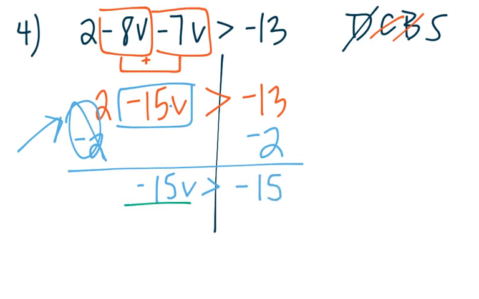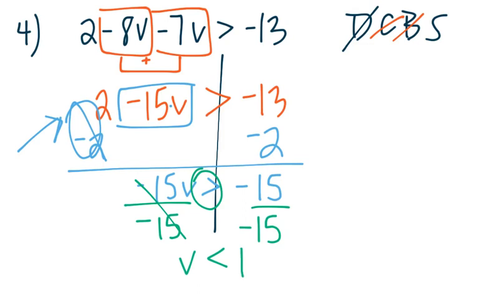From here, we divide both sides by negative 15, and we're dividing by a negative, so we have to flip the sign. It goes from a greater than to a less than, so we have v is less than 1. So number 4 had answer choices A and D with 1 in it, but the best answer is going to be A. So it's a number line less than 1, so open circle going to the left.